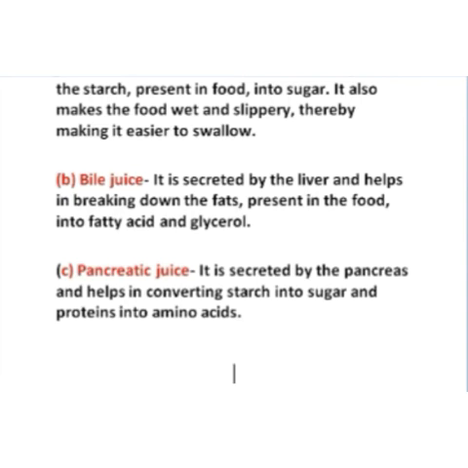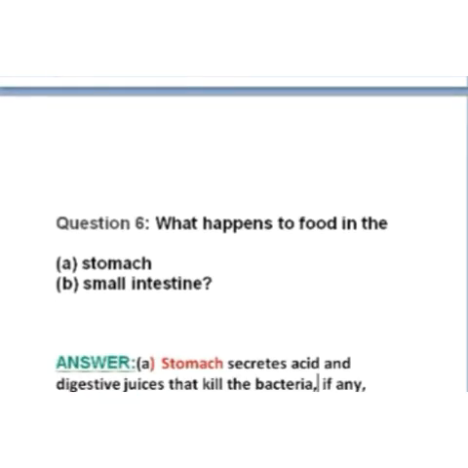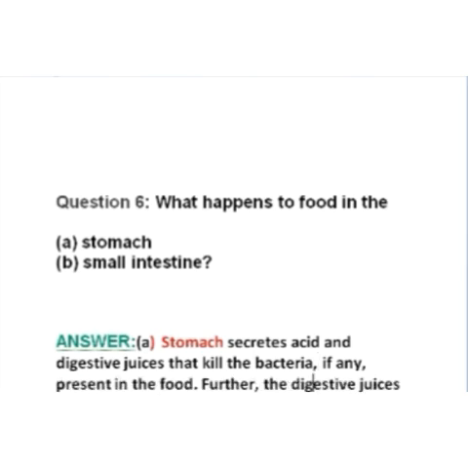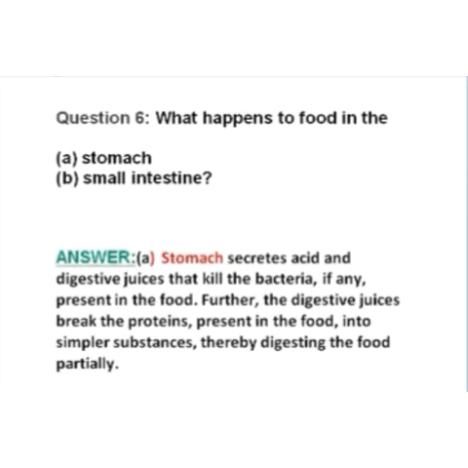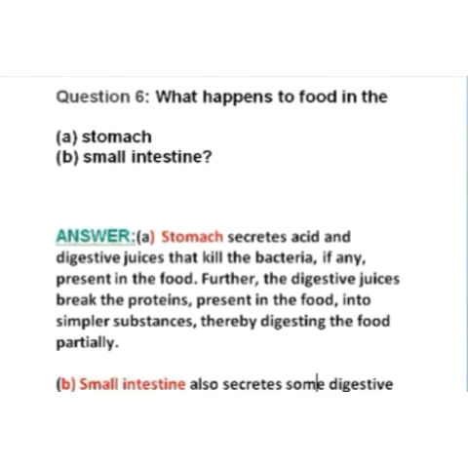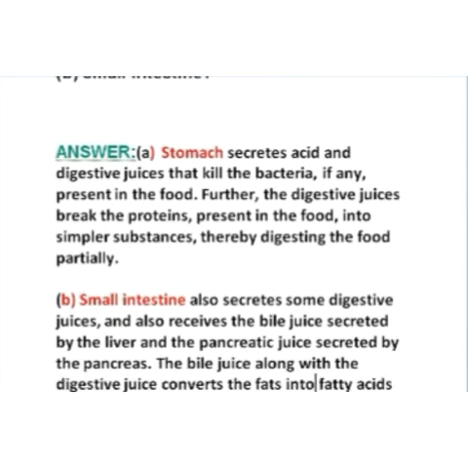Your question 6 says: what happens to food, students, in the stomach? What happens to food in the stomach and small intestine? So you have to tell like this. In the stomach, our stomach secretes acids and digestive juices that kill the bacteria, right? If there is any kind of bacteria present in the food, then the digestive juices kill that, right? Further, the digestive juices break the protein present in the food into simpler substances, thereby digesting the food partially. So this is the function of the stomach.